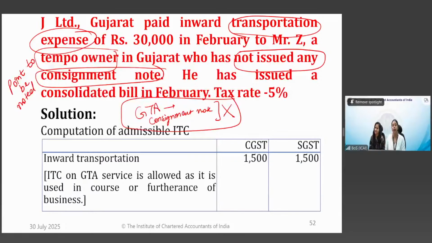Now, what does the exemption entry provide as per Notification 12/2017? The services by way of transportation of goods by road are exempt except when they are provided by a GTA, or except the courier services. So when the transportation of goods services are provided by a GTA, they are not exempt. But when they are provided by other than a GTA, which is the case here, that is the tempo owner providing these services and he has not issued a consignment note, these services will not be taxable, they would be exempt.